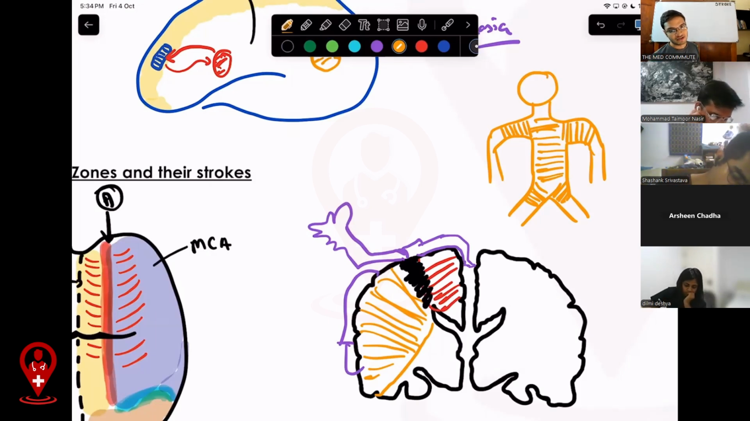So if there is a watershed zone infarct, guys, what do you all think? Are the symptoms usually unilateral or bilateral? What do you all think? Usually, for the most part.